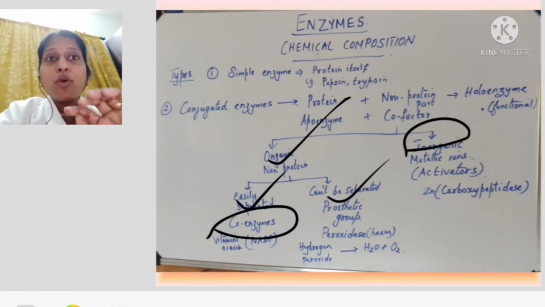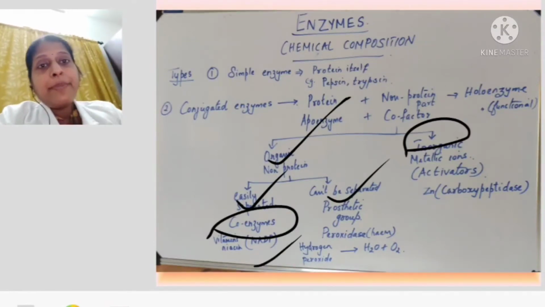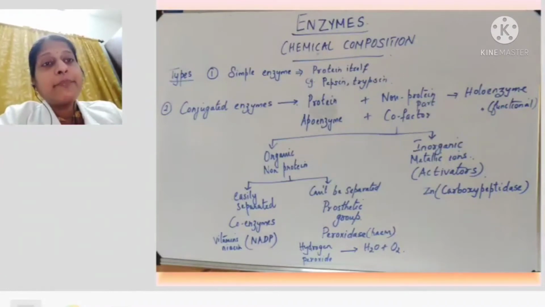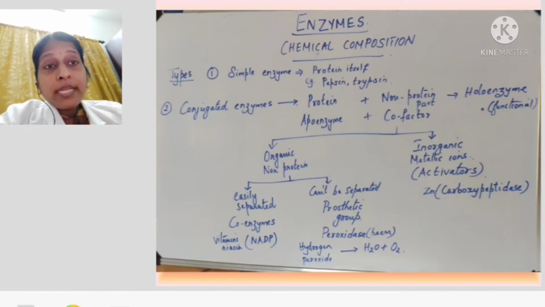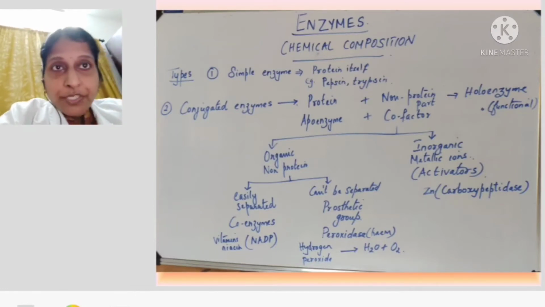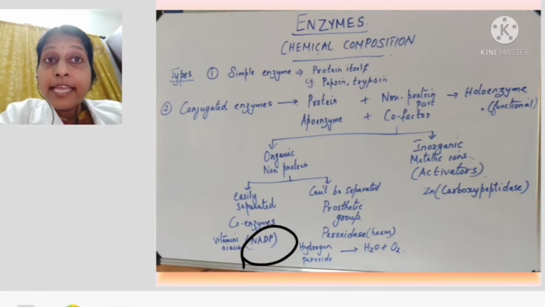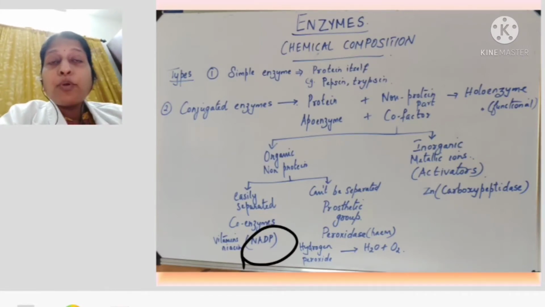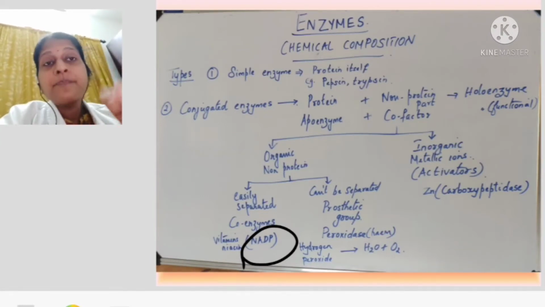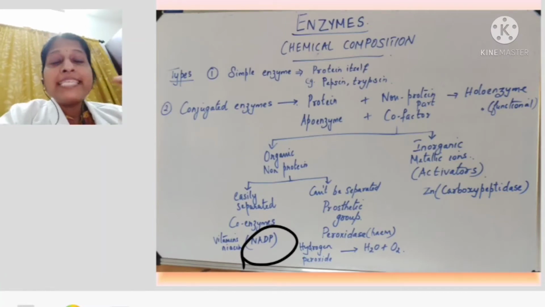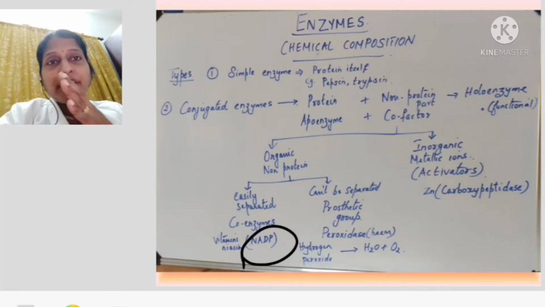What do we call them? We call them coenzymes. For example, NADP. The full form of NADP, which you will learn in photosynthesis, respiration and all, is nicotinamide adenine dinucleotide phosphate. This nicotinamide adenine dinucleotide phosphate contains a non-protein part, one of the vitamins, niacin. Niacin is present along with the protein part. So that is an example of a coenzyme, and it can be easily separated. The protein and non-protein part you can easily separate out.